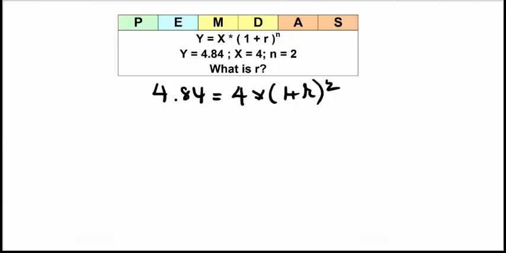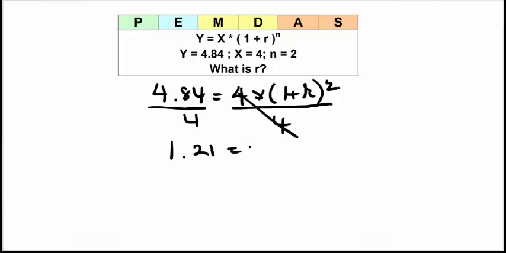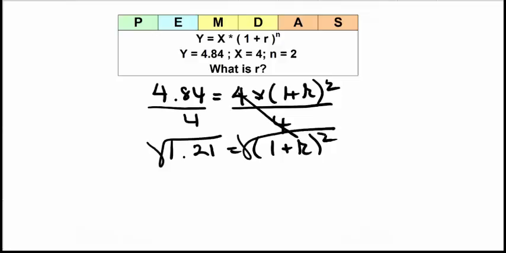Clearly, we can't deal with what's inside the parens. That's where the r is. And the same reason we can't deal with the exponent. What we can do is divide both sides by 4. On the right-hand side, that gets rid of that, and it leaves us with 1.21 is equal to 1 plus r squared. Take the square root of both sides, get rid of that, and we have 1.1 is equal to 1 plus r. r is equal to 0.10.